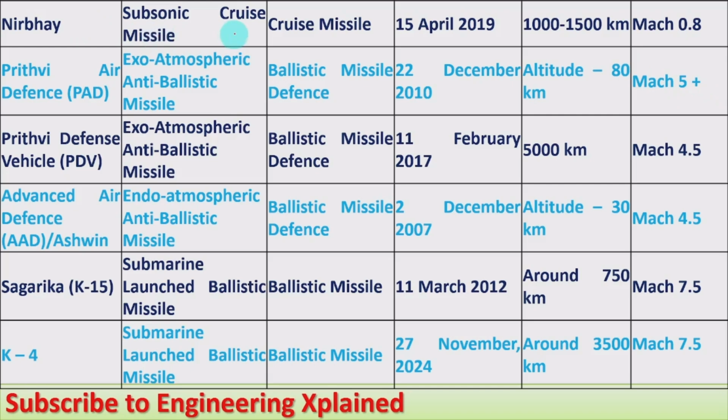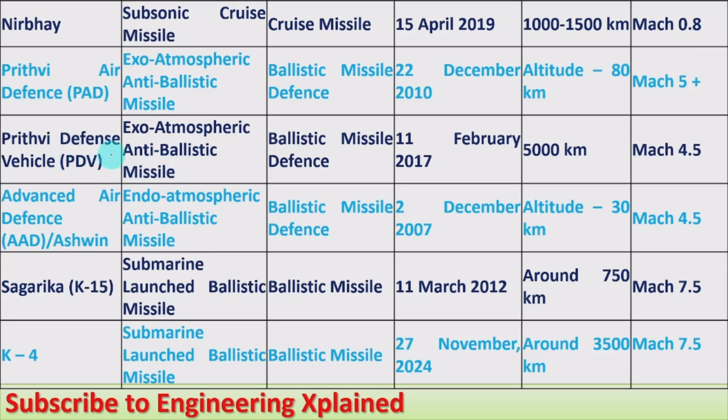The Nirbhaya subsonic cruise missile. This is a cruise missile and its launch date is 15th April 2019. Range is 1000 to 1500 kilometer. It is subsonic, below the speed of sound. There is a Mach 0.8.